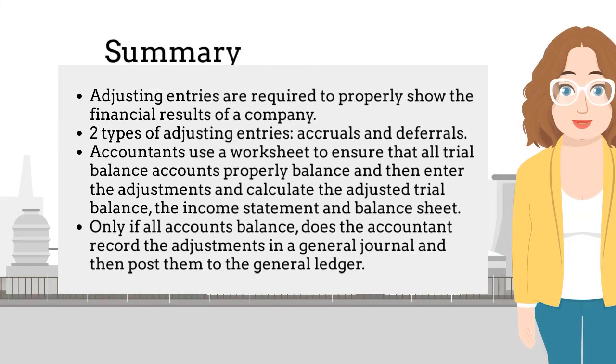Adjusting entries are required to properly show the financial results of a company. There are two types of adjusting entries: accruals and deferrals. Accountants use a worksheet to ensure that all trial balance accounts properly balance. Enter the adjustments and then calculate the adjusted trial balance, the income statement, and balance sheet. Only if all accounts balance does the accountant record the adjustments in a general journal and then post them to the general ledger.